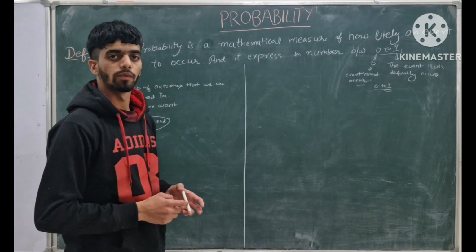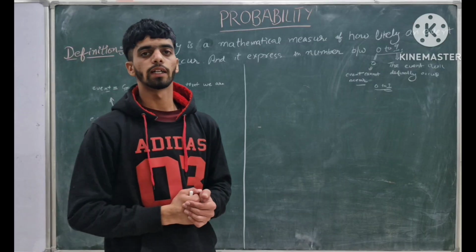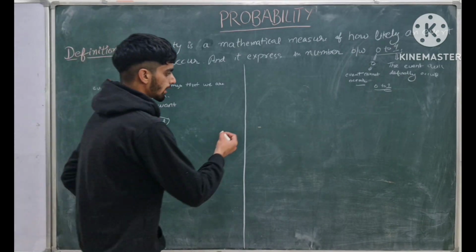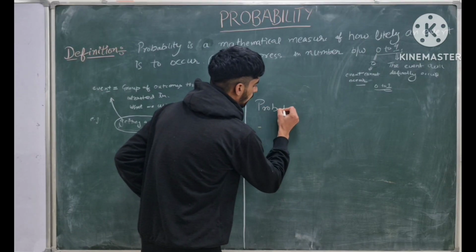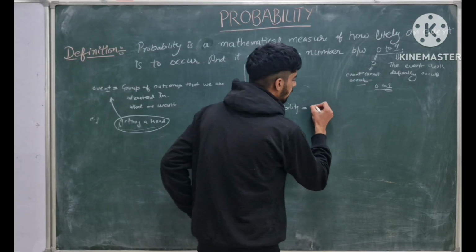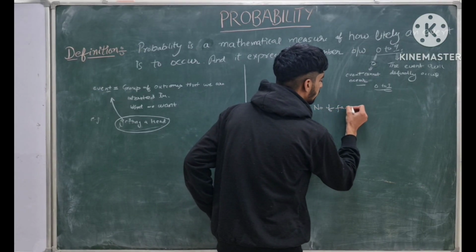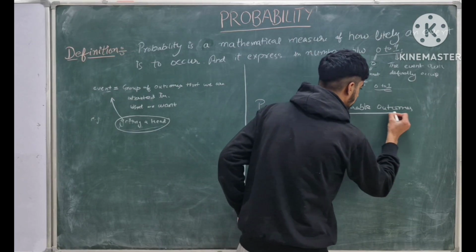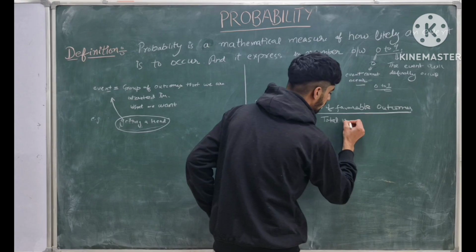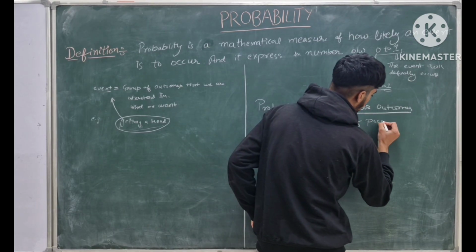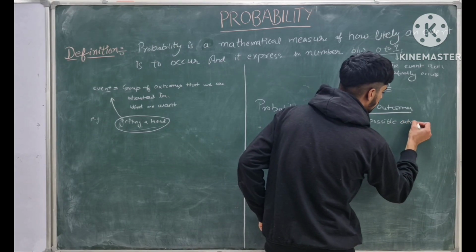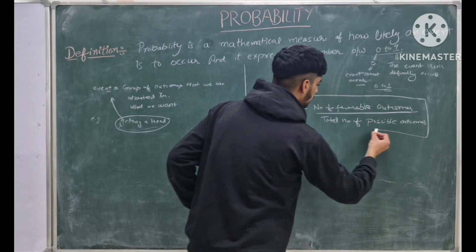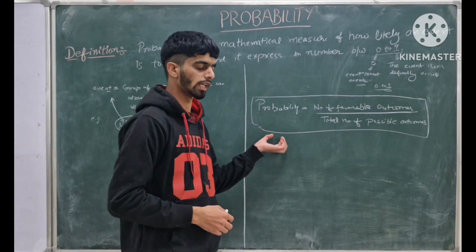Before solving examples of probability, the first thing we have to know is how we calculate probability. For calculating probability, we use a simple formula: the number of favorable outcomes upon the total number of possible outcomes. So this is our formula for calculating the probability of any problem.